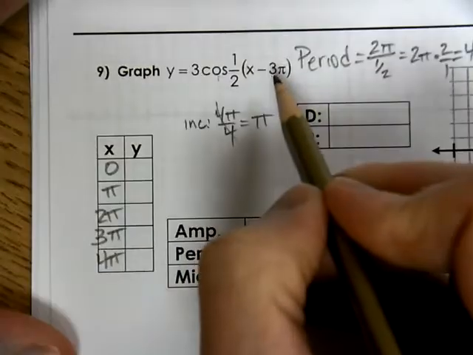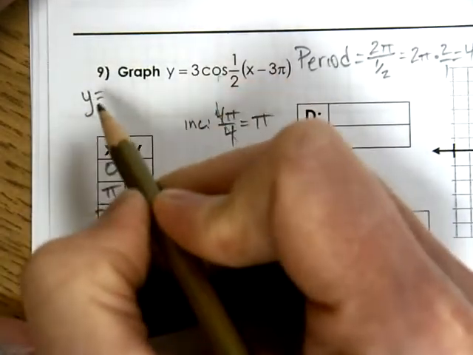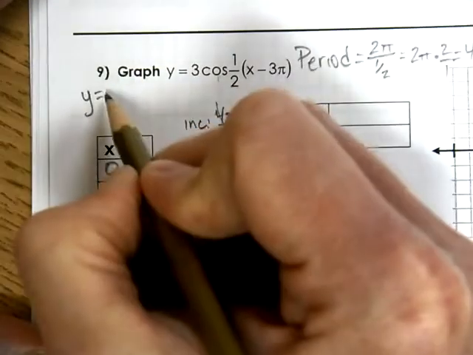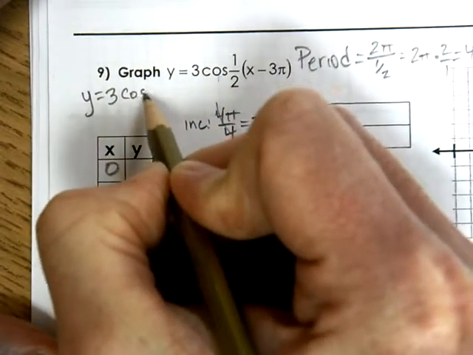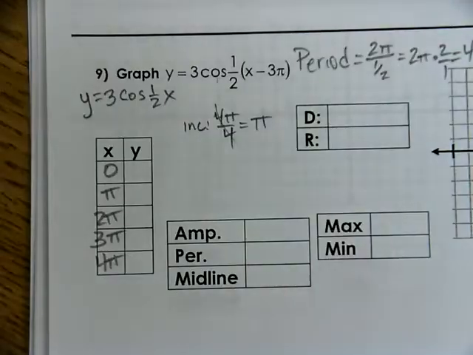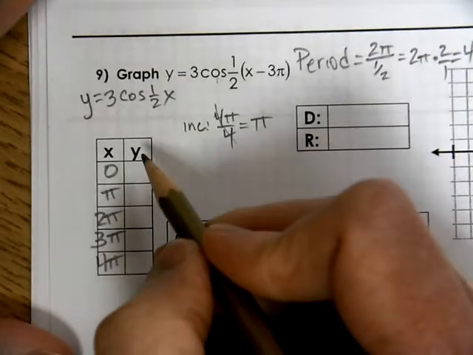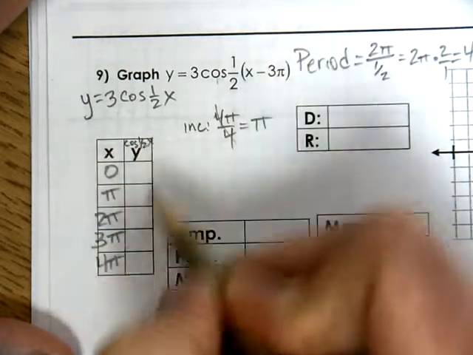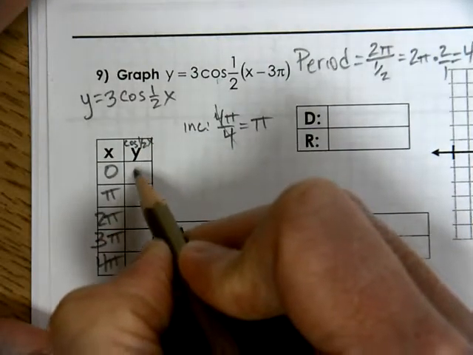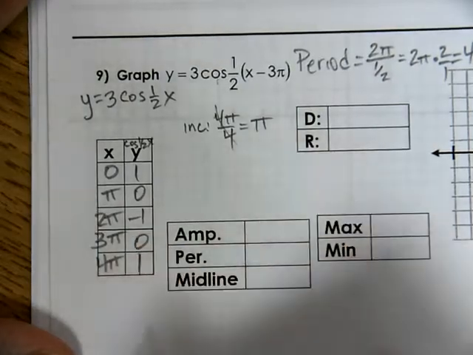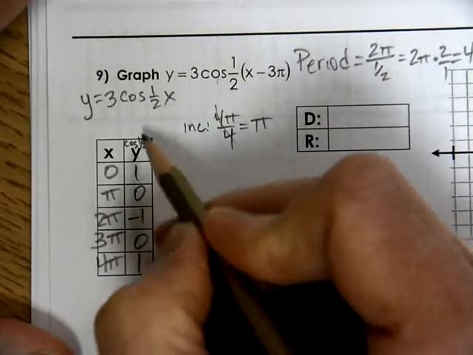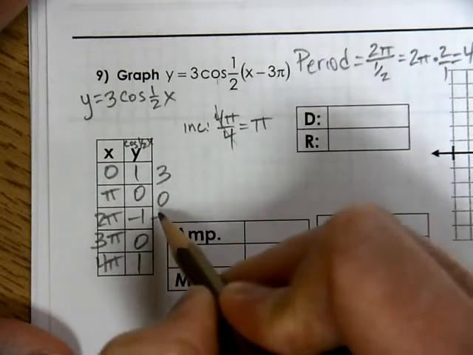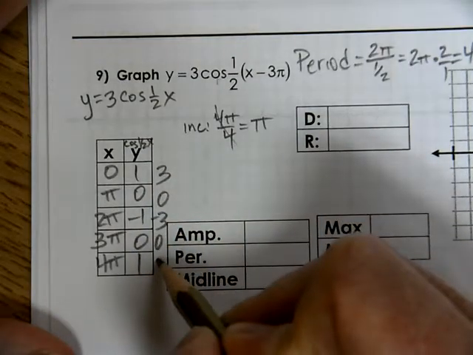So because this has a translation with it, what we were doing in class was combining the a and the b into one. So you're welcome to do that, or you can just keep them separated and just do cosine of half x, and then do 3 cosine of half x, and then do the translation. Your choice. So we know that the cosine of half x is going to be 1, 0, negative 1, 0, and 1. And then we times that by 3. So 3, 0, negative 3, 0, and 3.